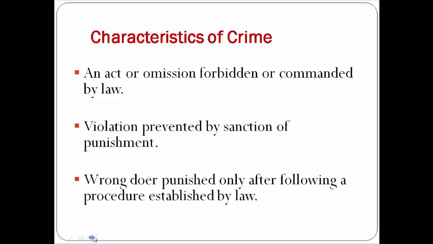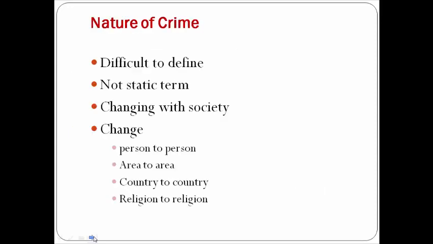The procedure says that proceedings can be instituted by the state in a proper court. After hearing all the evidence, if the person is found guilty, only then can punishment be inflicted on such person. So such a wrongdoer must be punished only after following the procedure established by the law. These are some of the important characteristics of crime.